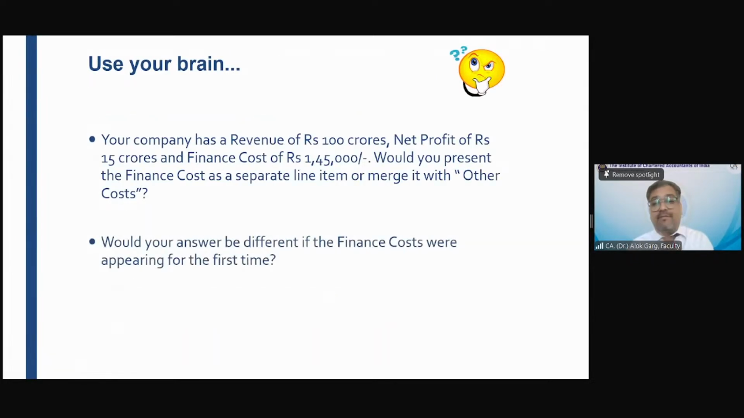Would your answer be different if the finance costs are appearing for the first time? For example, in the last year, there was zero finance cost. In the current year, there is a finance cost. The answer is no. There is no change. Still, you have to present this finance cost as a separate line item on the face of the P&L. In the last year, the number is zero. In the current year, of course, the number would be 1,45,000.